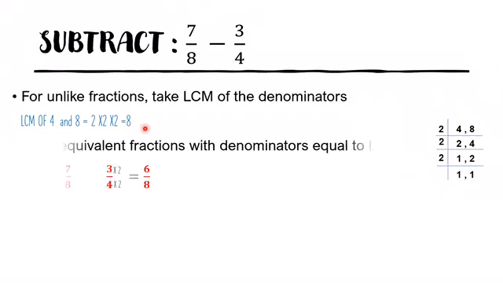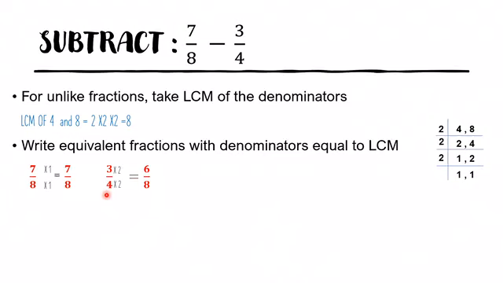The second step is to write their equivalent fractions with LCM as the denominator. So now what do we have? For the first fraction, we already have 8 as the denominator. So even if you directly keep it as 7 by 8, it is absolutely correct. No need to mention here into 1. That's correct. But for 3 by 4, we have to convert 4 into 8.